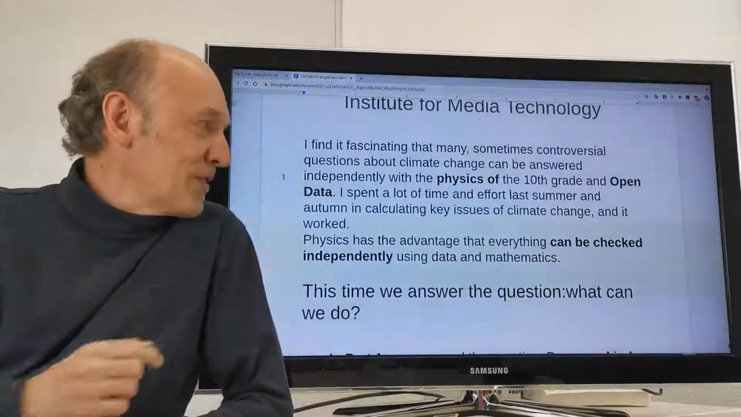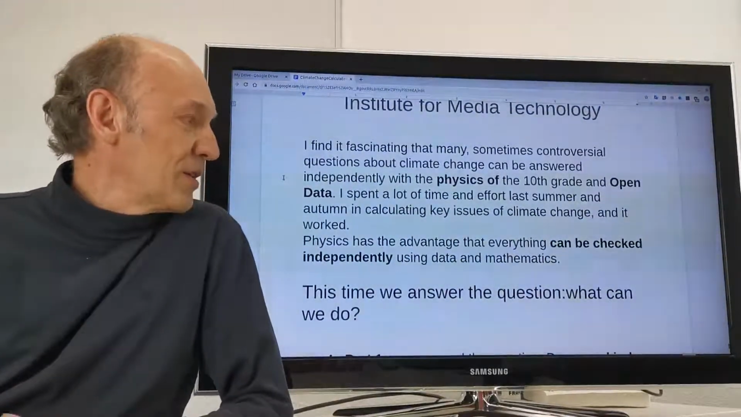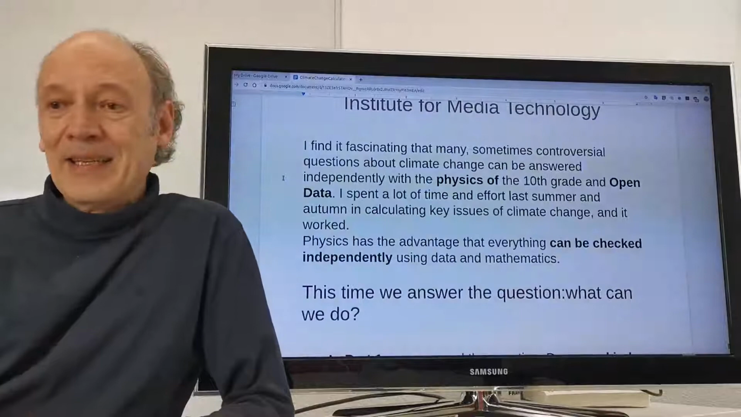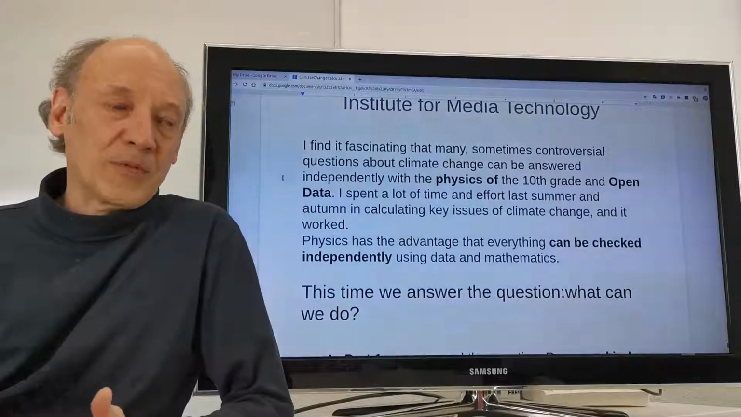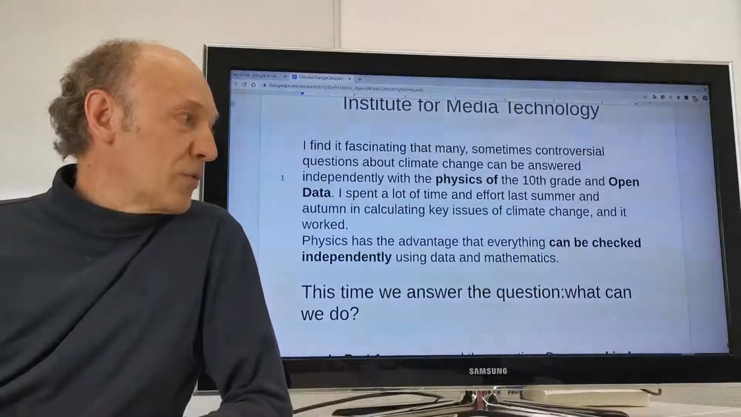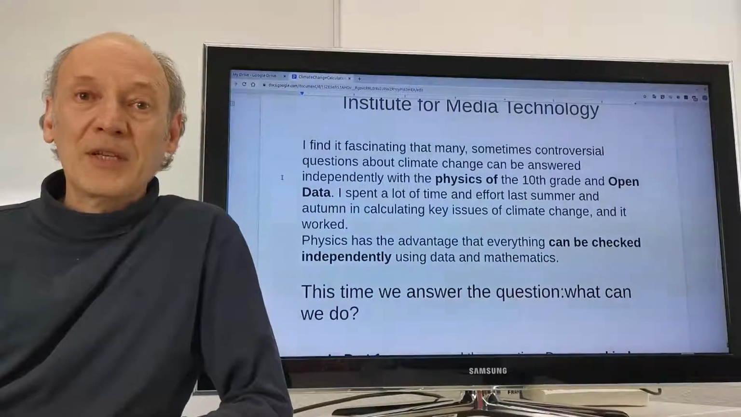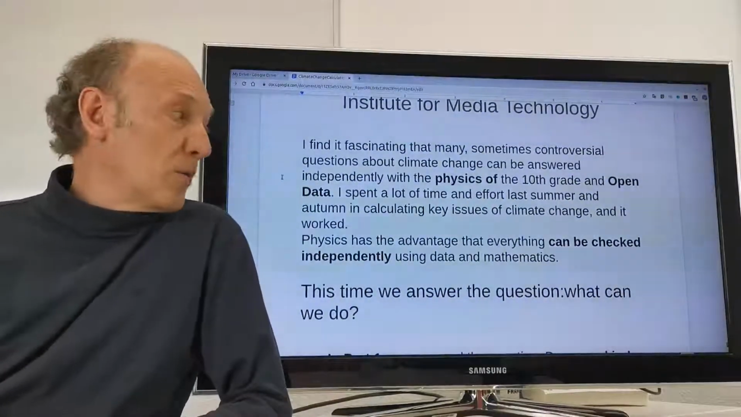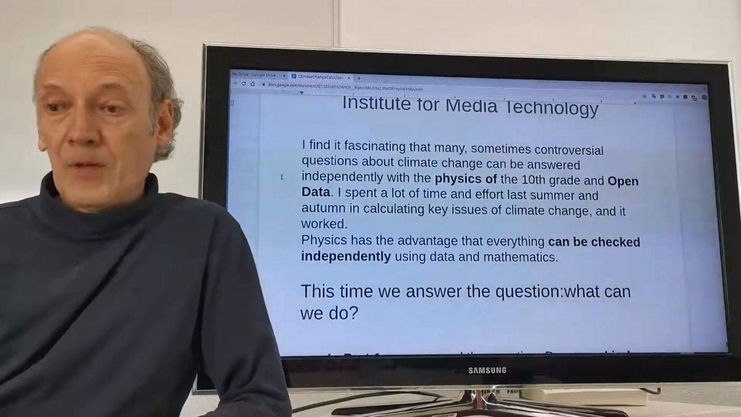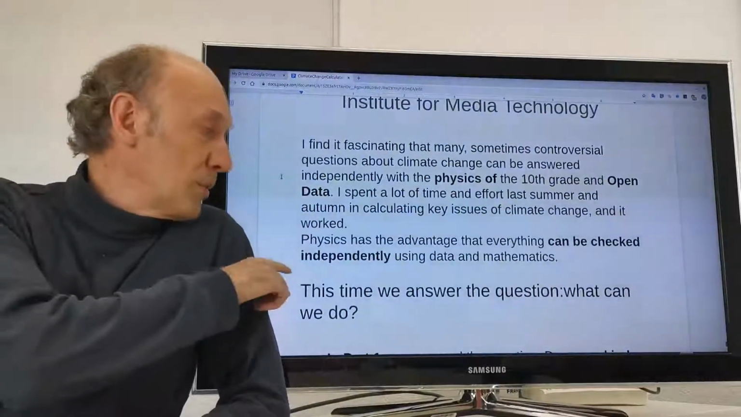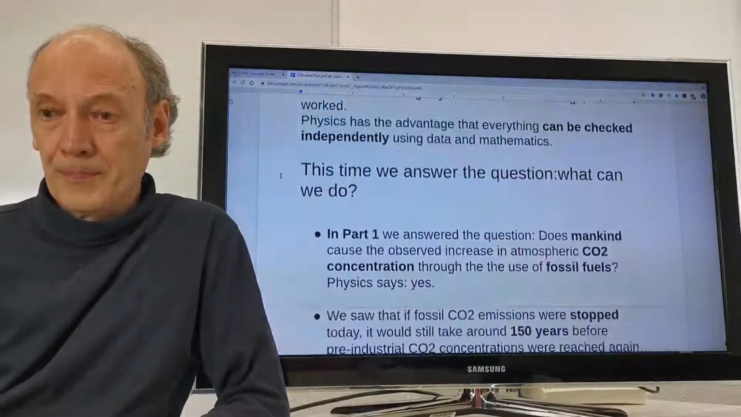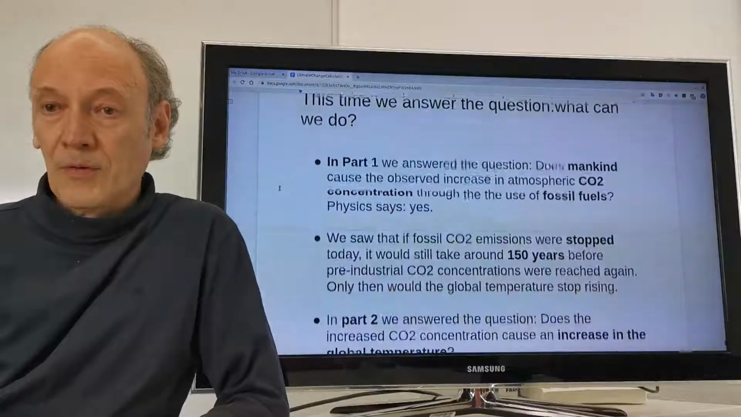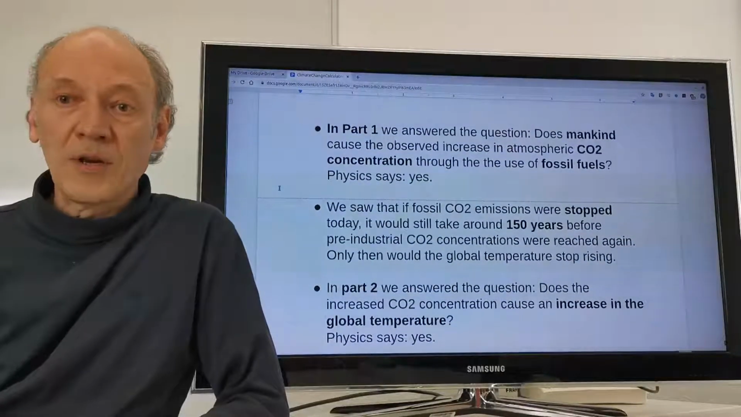Physics has the advantage that everything can be checked independently using data and mathematics, and that's particularly important in times of unfiltered mass information, sometimes misleading information, and political propaganda. So this time we want to answer the question, what can we do? So let's continue with the recap.